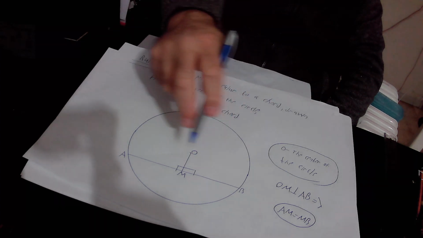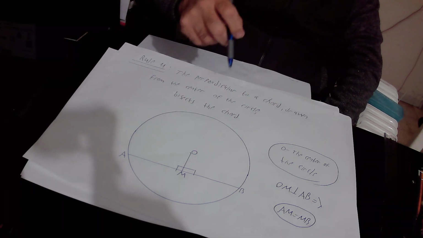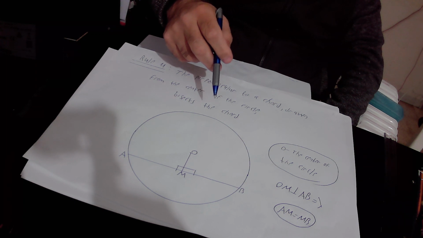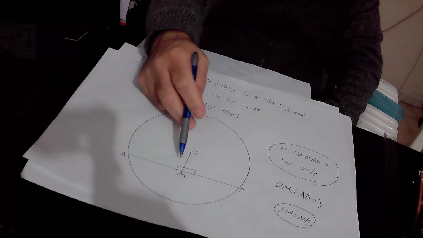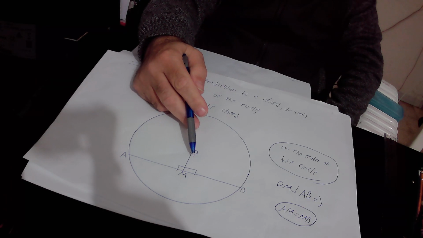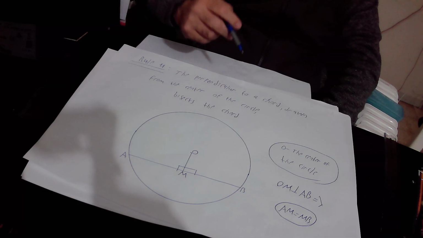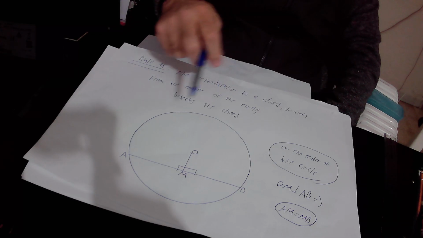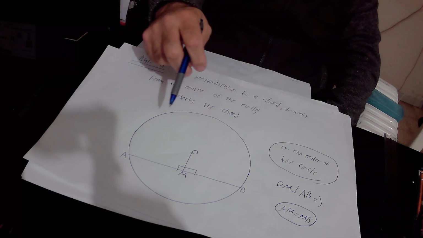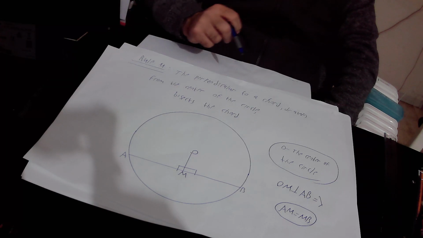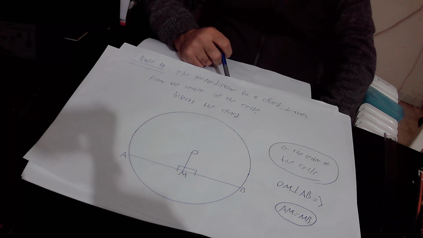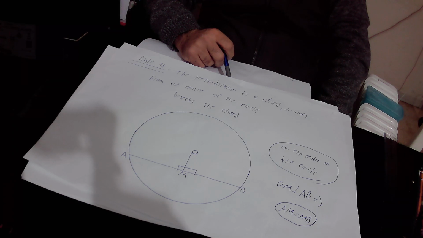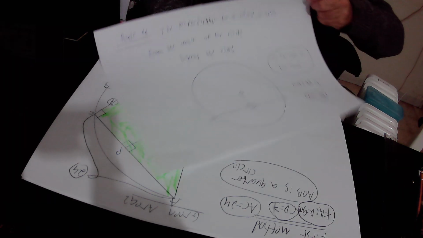Point O is the center of the circle. From point O, we draw perpendicular OM to chord AB. So this angle equals 90 degrees, and this angle equals 90 degrees according to our construction. According to rule number 11, the perpendicular OM to chord AB also bisects chord AB. That is to say, AM equals MB. So whenever you draw a perpendicular to a chord from the center of the circle, the perpendicular also bisects the chord. Can you implement rule number 11 in our drawing?